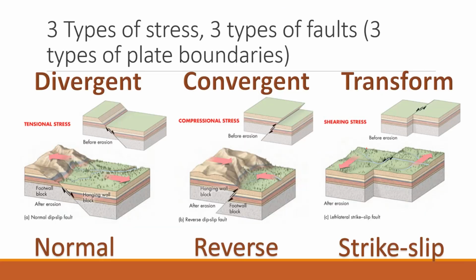So we have 3 types of stress, 3 types of faults, 3 types of plate boundaries. So tensional stress makes normal faults. This happens at divergent boundaries. Compressional stress makes reverse faults. This happens at convergent boundaries. Shearing stress makes strike slip faults. This happens at transform boundaries.